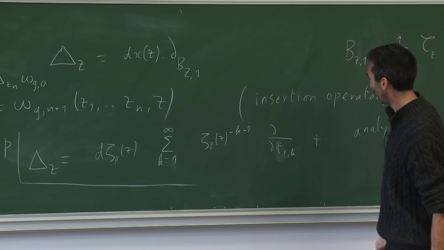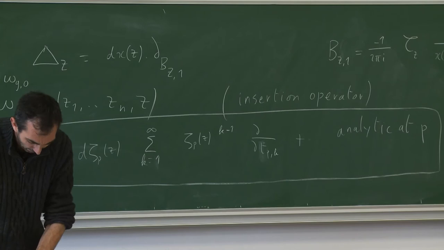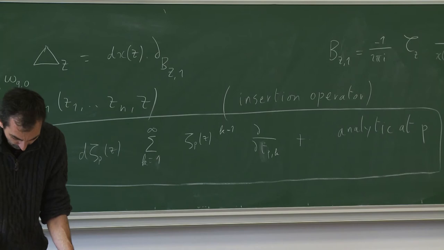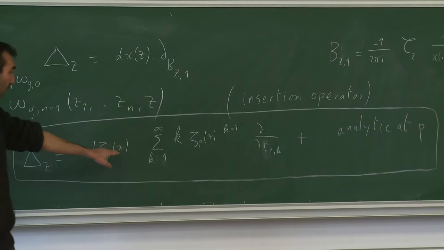No, sorry, I think this is k minus 1. Let me check. K times k minus 1. Okay, so you see this is a Taylor expansion when z is close to p. This is just a Taylor expansion.